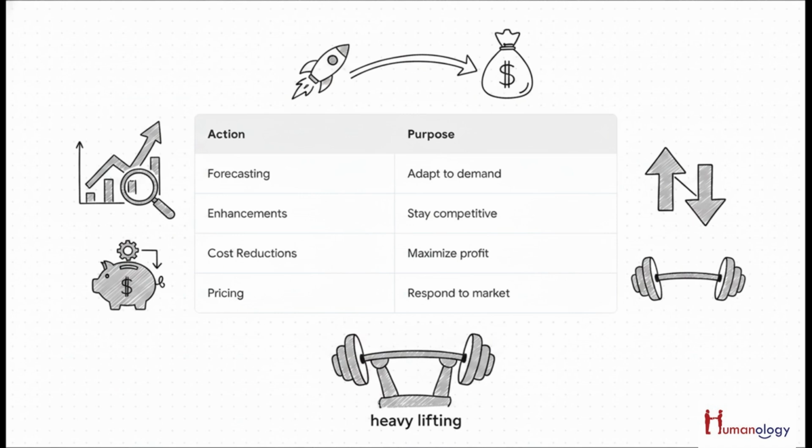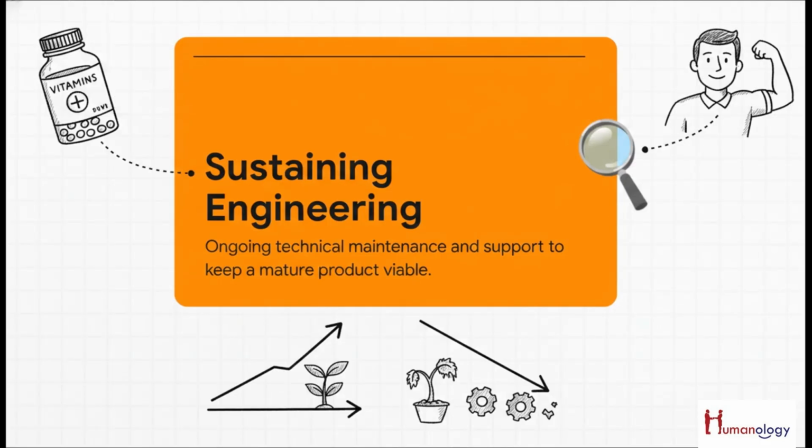You've also got to aggressively pursue cost reductions to maximize your profit margins as the product naturally ages. And you have to be ready to execute smart pricing actions. Think strategic bundling or targeted discounts to respond to market pressures. This right here is the day-to-day heavy lifting of great product management. And we can't talk about maturity without bringing up sustaining engineering and support.